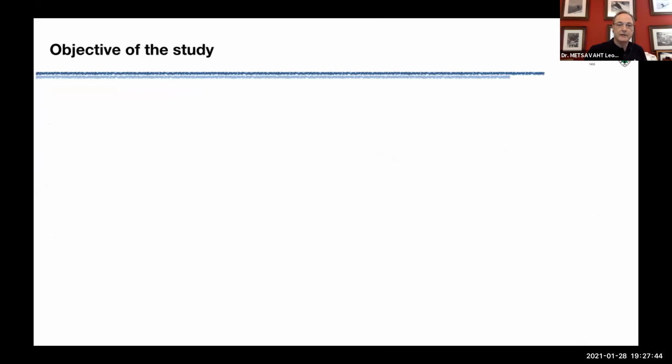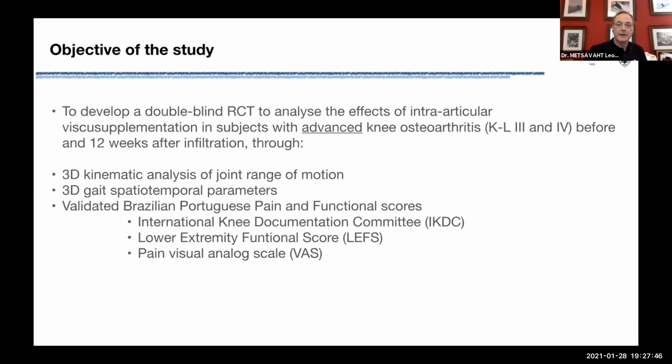The objective of this study was to develop a double-blind RCT to analyze the effects of intra-articular viscosupplementation in subjects with advanced knee osteoarthritis, only Kellgren-Lawrence 3 and 4, before and 12 weeks after infiltration, through 3D kinematic analysis, 3D gait spatiotemporal parameters, and validated Portuguese pain and functional scores: the IKDC, LAFS, and pain visual analog scale.